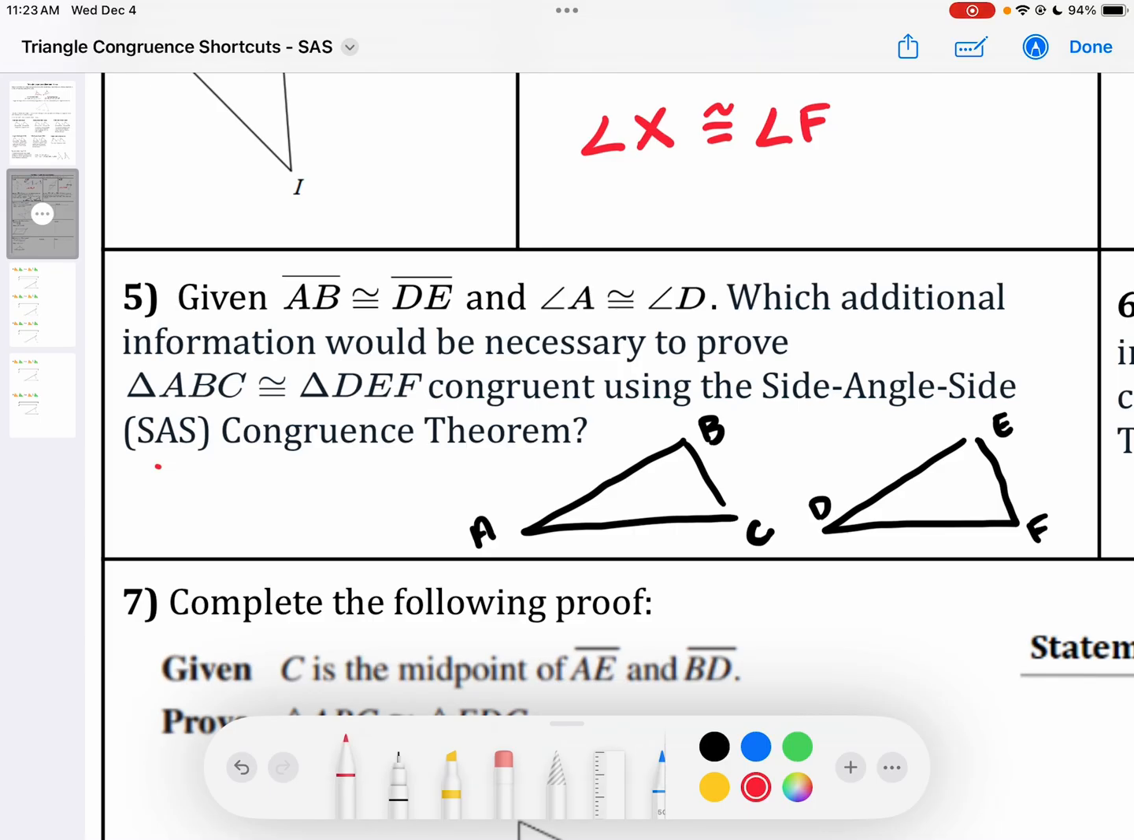Then we mark our given. So given segment AB is congruent to segment DE. So that is one tick mark goes with one tick mark. So those are my congruent segments. And angle A is congruent to angle D. So one arc mark goes with one arc mark.